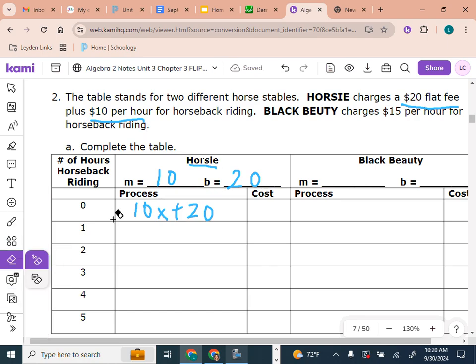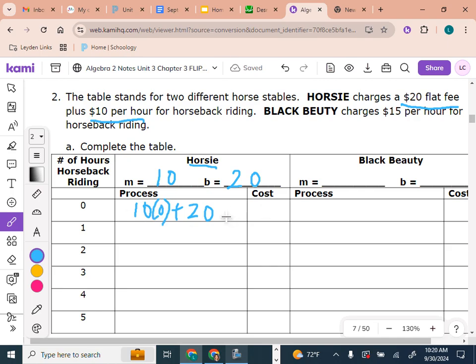So what this process is showing is us plugging in the amount of hours. Even if I go to Horsey and I don't ride for an hour, I ride for 0 hours, I just show up there to get inside, it is going to cost me 20 bucks. Just to get inside. That's what that means, right? If I ride for 1 hour, how much is that going to cost me? $30.